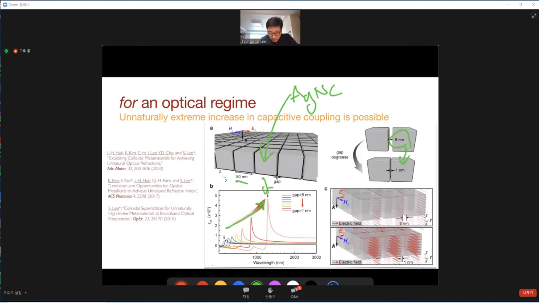Here is the electric dipole resonance. You need to recognize the 10 to the 2, which means that here we have about 450 of effective electric permittivity. It's much higher than that of the naturally accessible region. Capacitive coupling can be further evidenced by this slide. What you can see here is that by decreasing the gap, more light can be squeezed between the gap.